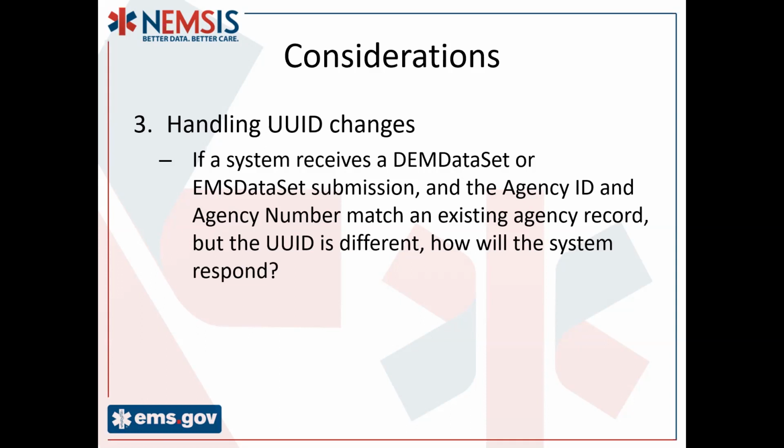So the state system has no existing agency with that UUID, but it does find an agency with the agency ID and agency number that are 101. How would the state system respond to that sort of submission?